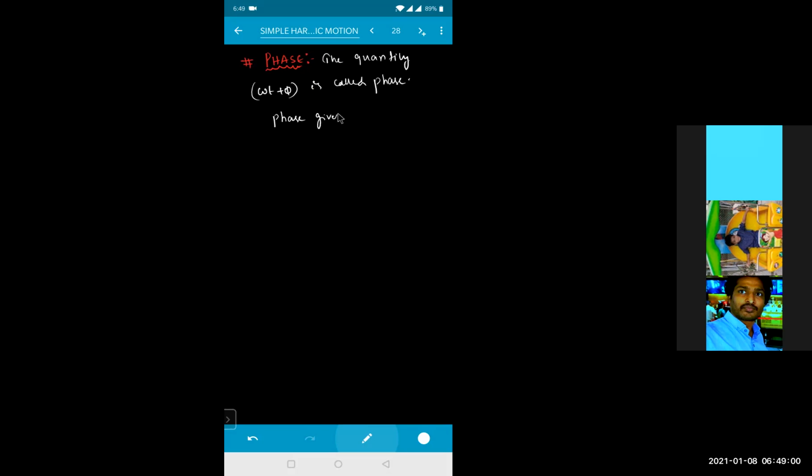So I can say that phase gives the status of the particle. That means its position and direction of motion at any point. So phase will give me what? Status of the particle. Status of the particle means its position and also its direction.